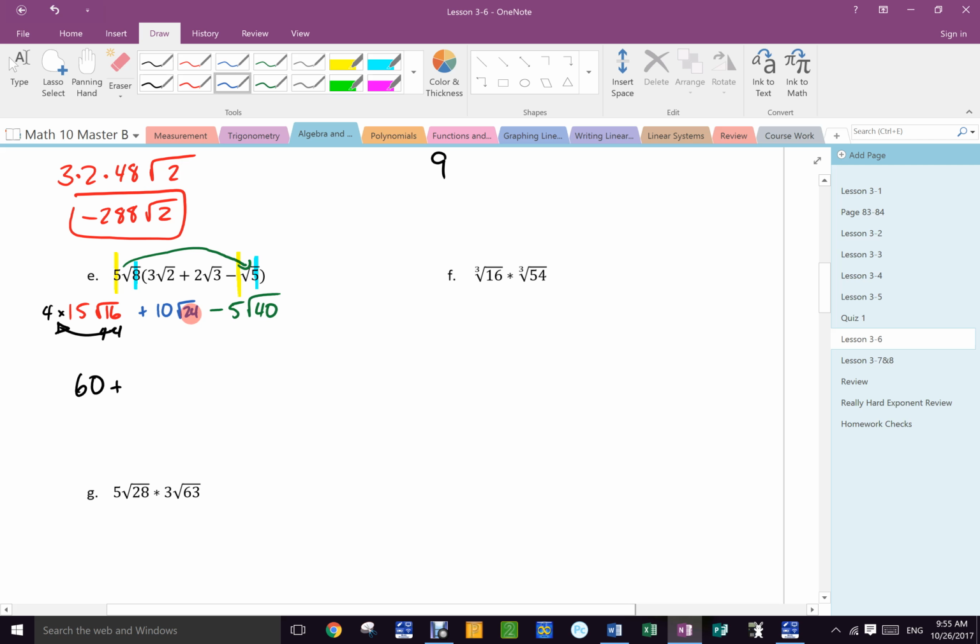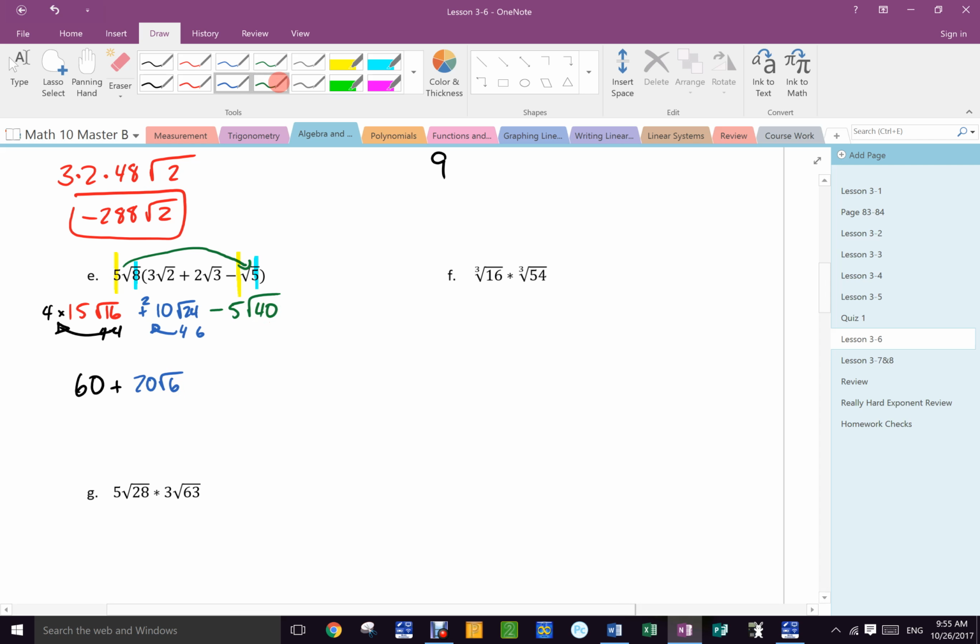We've already done it on this page, haven't we? 6 and 4. What's the square root of 4, Josh? 2. So what comes out? 2. What's already out there? 10. So what do I do with 2 and 10? Multiply to get 20 root 6. Yes? Okay, smart kids.